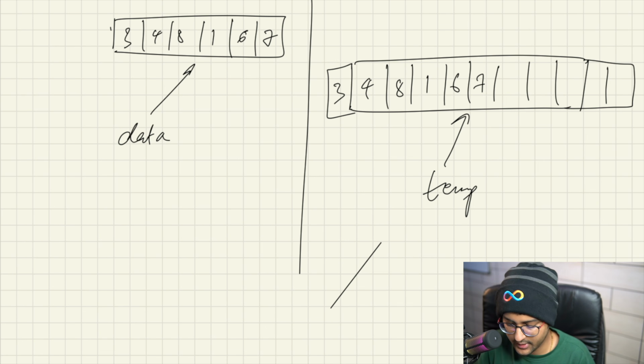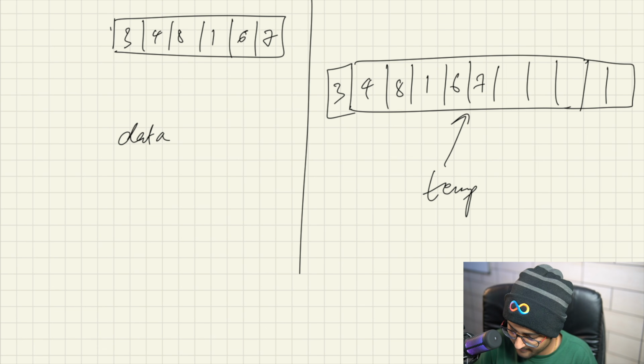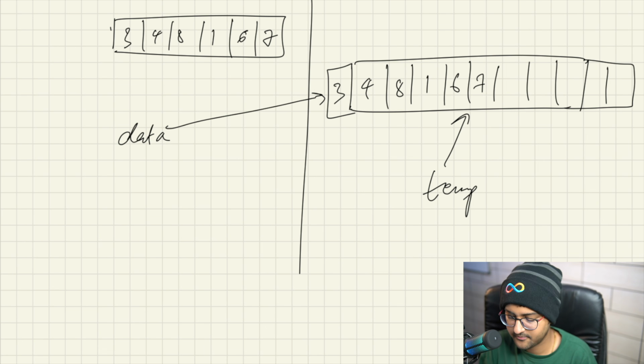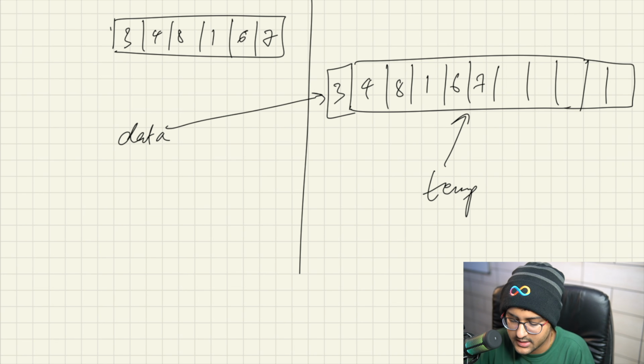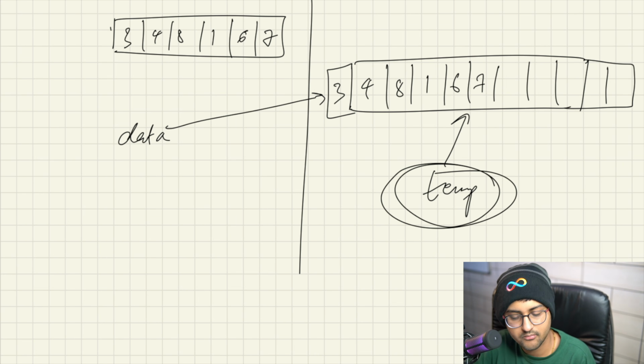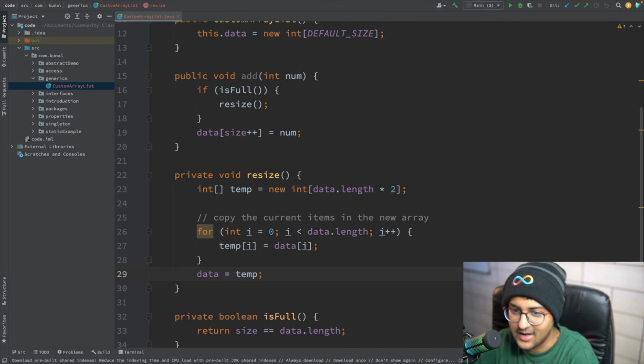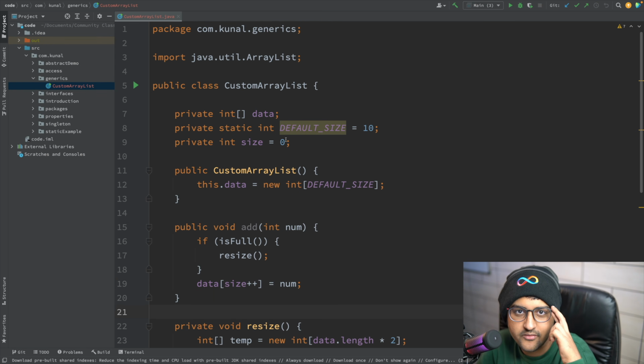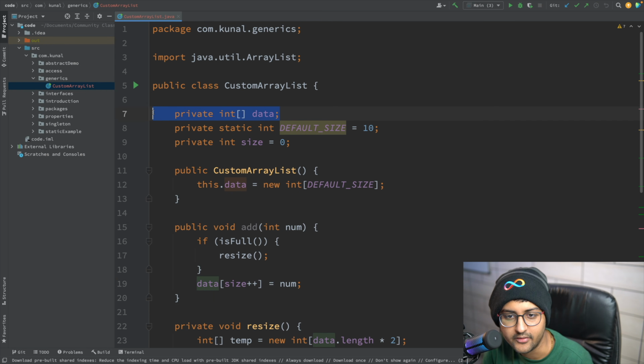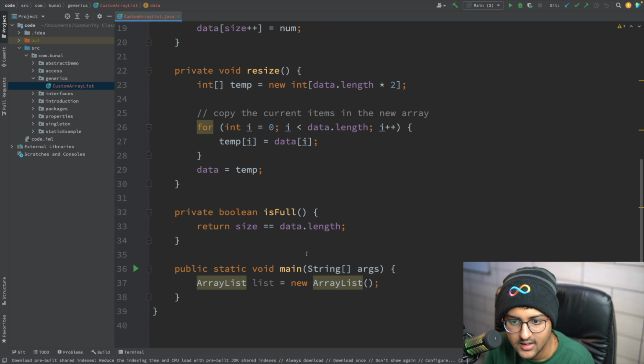So then data is equal to temp, meaning data will now be pointing to this. That's it. And since when the function is over, this will go out of scope, hence it will be finished. But data is not inside the function. Data is actually outside the function. Data is like the instance variable, right? Here we have it. So this will only go out of scope when the object is finished. Okay, so that's basically how it works, and that's it.